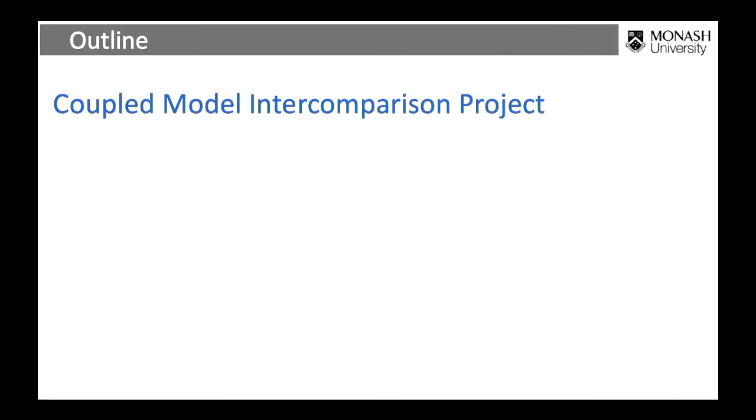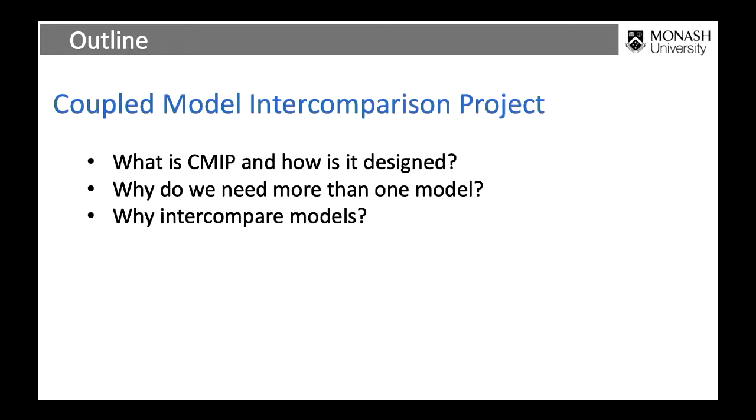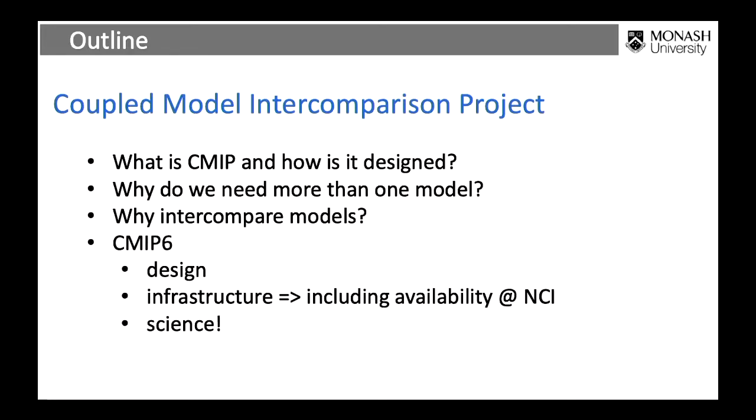So what is it? The Coupled Model Intercomparison Project. Did everyone know that? I was going to ask you what you thought it was first, but there it is. This is the outline of what I'm going to talk about. We'll start with what is it and how is it designed? Why do we need more than one model? Why intercompare models? I think you've probably learned a lot about how models are put together and what their components are this week, but I just wanted to give some context of why CMIP exists.